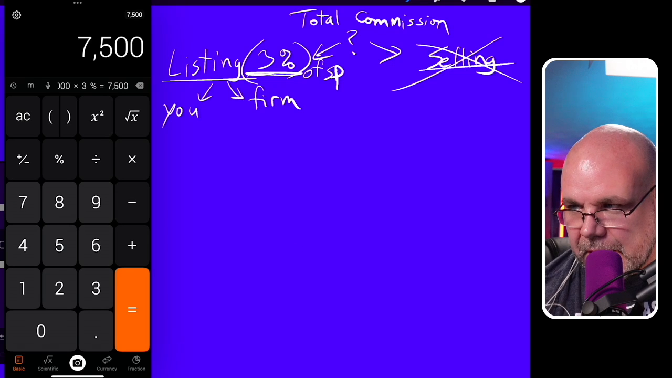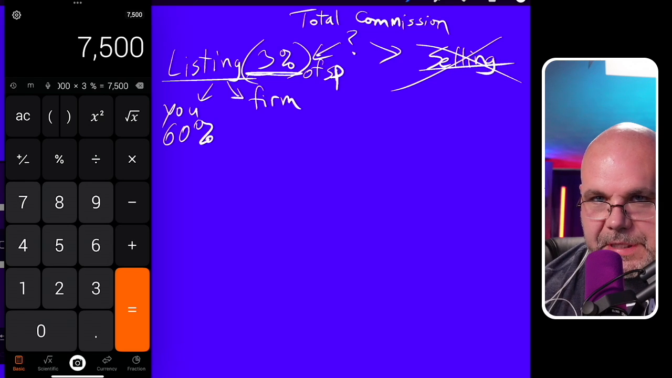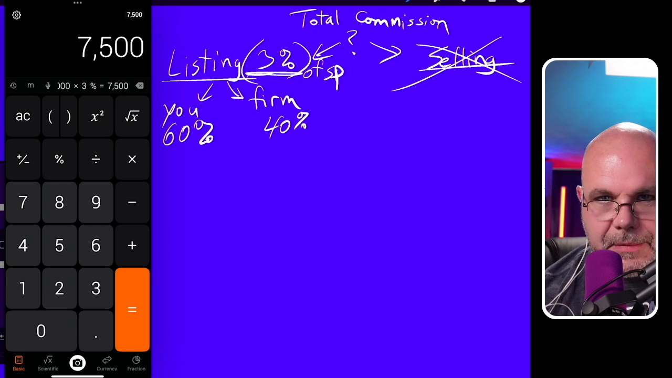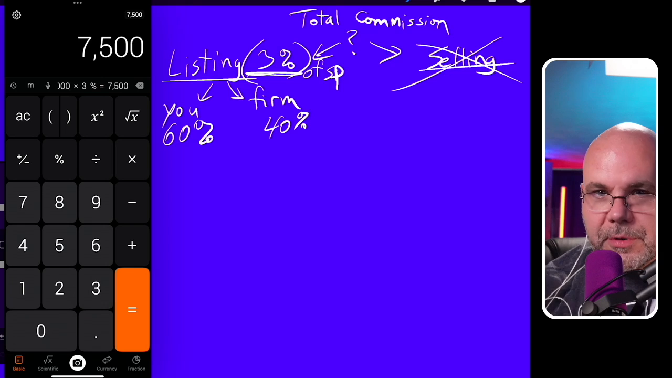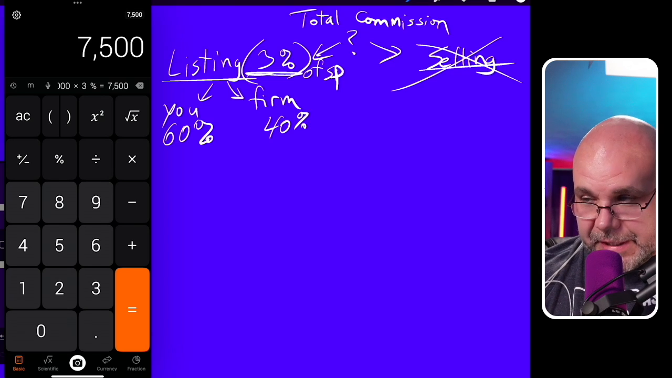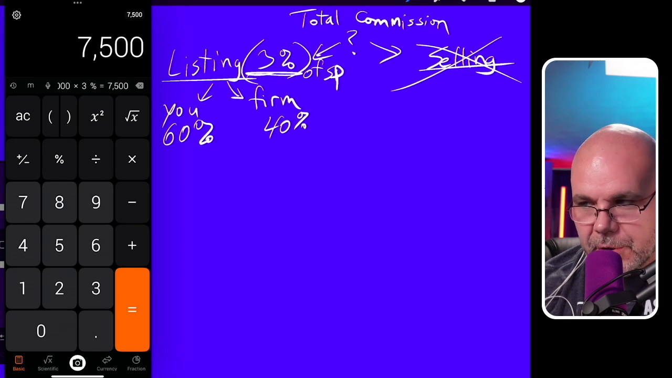So let's write that in. Your part is 60%. If you're getting 60%, what percentage is your firm getting? What's left over? 100% is the total. 60% out of 100 is 40, so the firm is getting 40, you're getting 60. A very typical split, especially for a newer agent. For any agent, really. 60% to the agent, a lot of times 70, 75, 80. Totally depends on the firm and what you work out. Here's what we're dealing with.